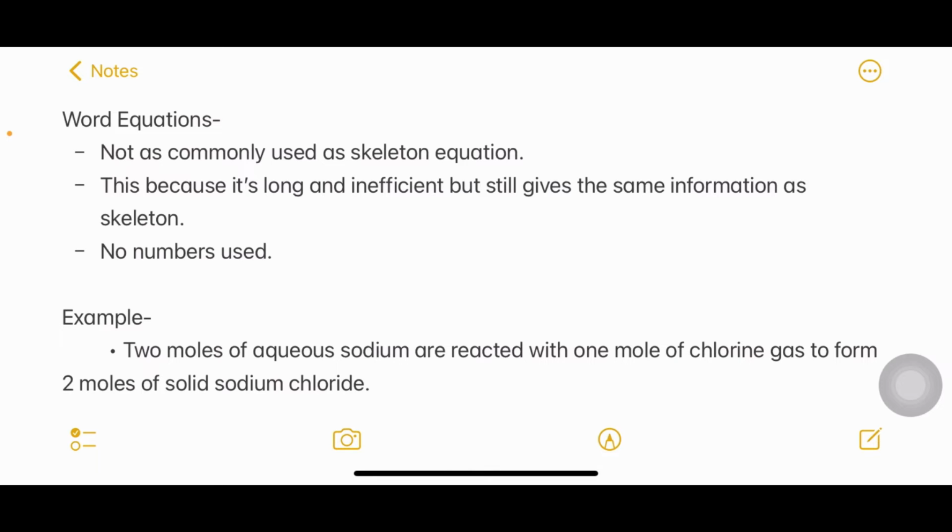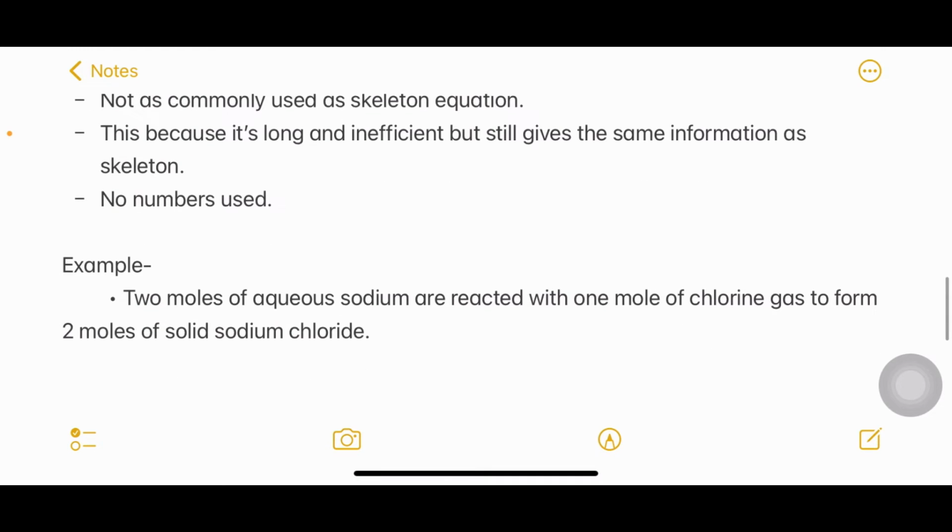There are no numbers used, and as you can see in the example, this is what the format looks like. You have the reactant, the quantity of the reactant, and the state of the reactant. So you have 2 moles, the quantity, aqueous, the state, and then you have the reactant itself. Then it says it reacts with, again the quantity, then the state of matter, and also what type of element is formed, again the quantity, state, and what's formed. And now we can move on to converting.